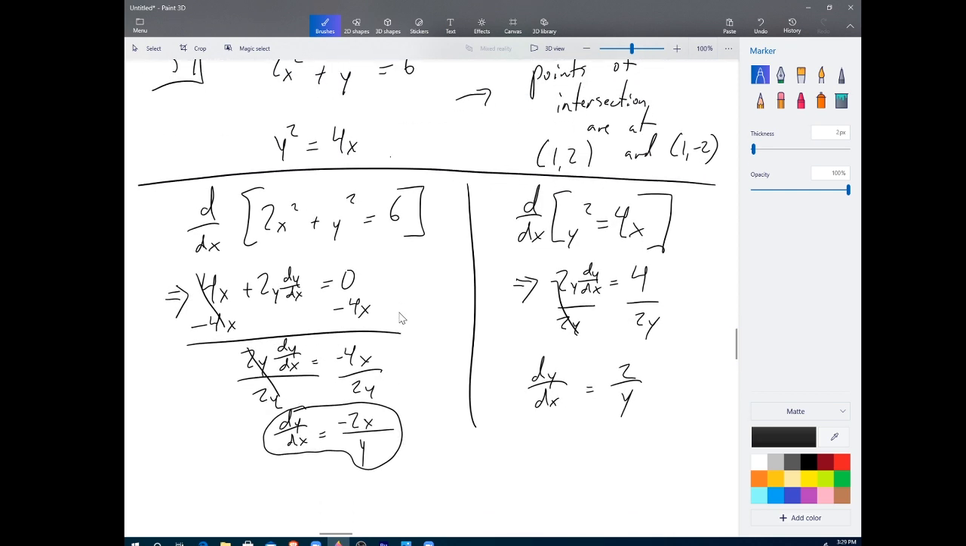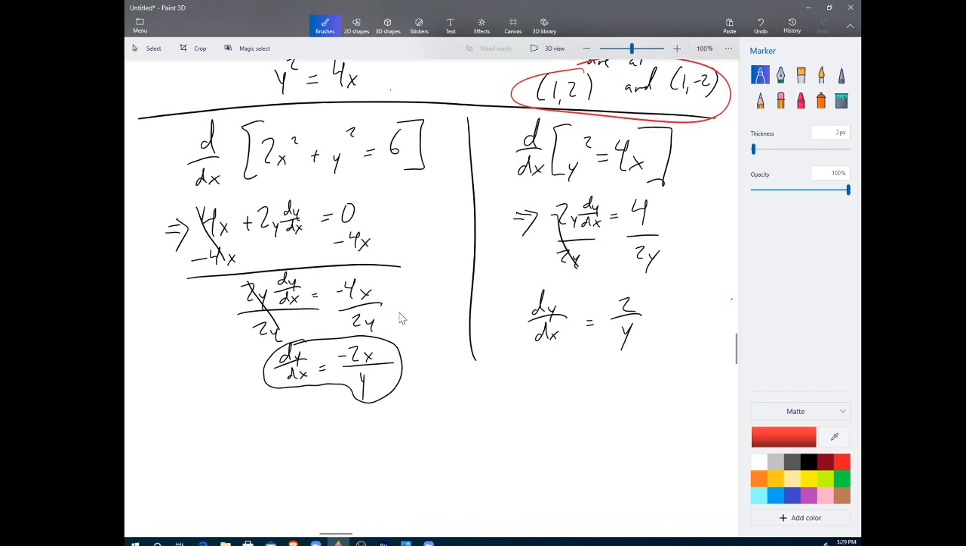Now, there's a reason they asked us to do this at the points of intersection, because obviously these equations are not perpendicular everywhere. It's just at those points we want to check. So what I'm going to do is we're going to compare the slopes that we get out of this. So I'm going to call this one slope 1, and I'm going to do this for the point (1, 2). If I plug in my x and my y, I get negative 2 over 2, which is the same thing as negative 1.